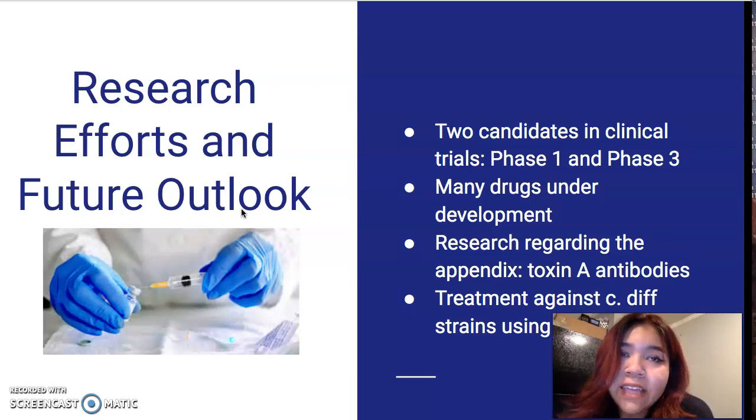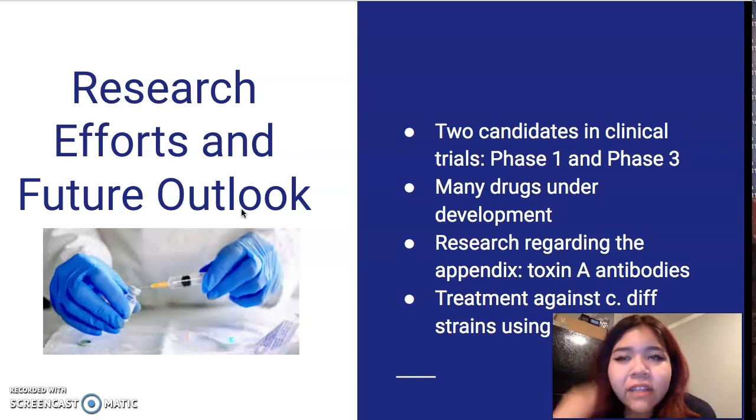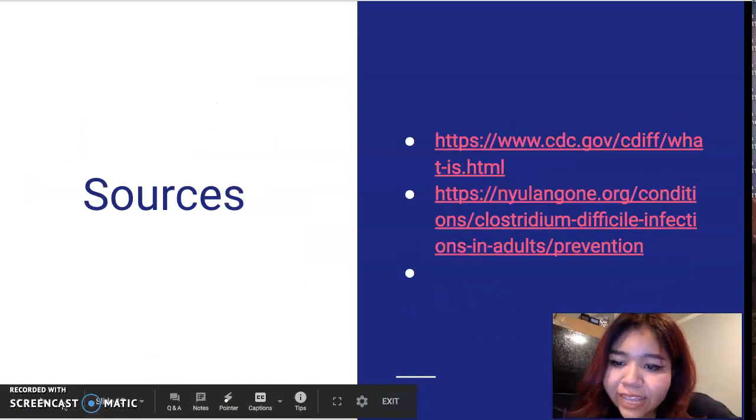There's many drugs under development, and there is research regarding the appendix. Apparently, it releases antibodies for the toxin A, and they're just investigating how that might come into play when you get infected with C. diff. And there is research of using bacteriophages against C. diff strains currently. And those are my sources.